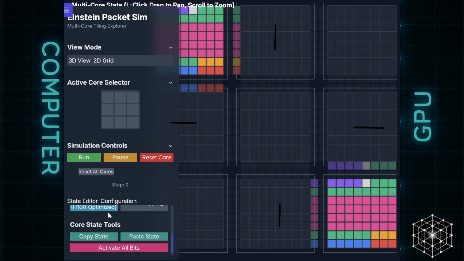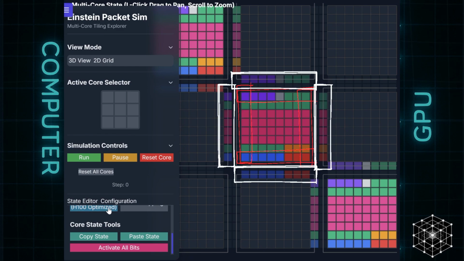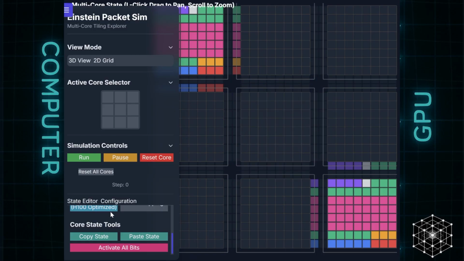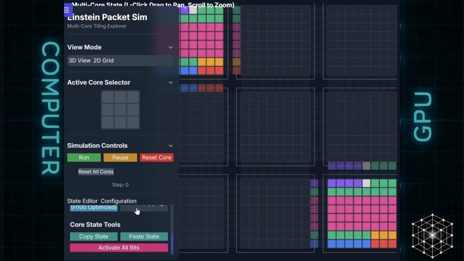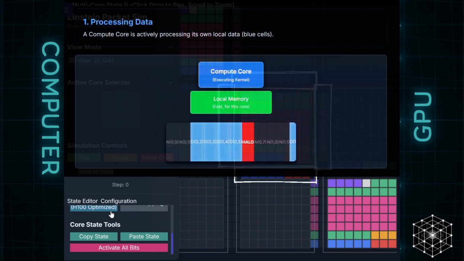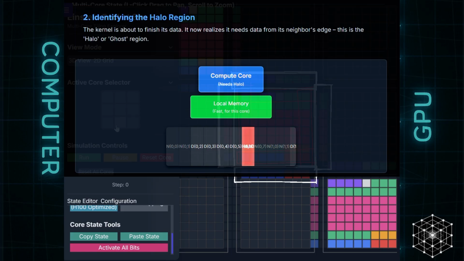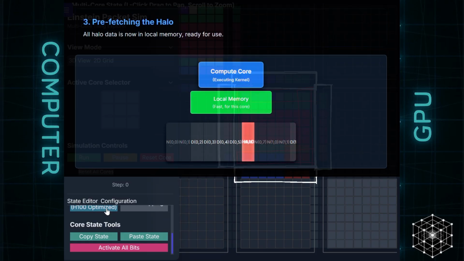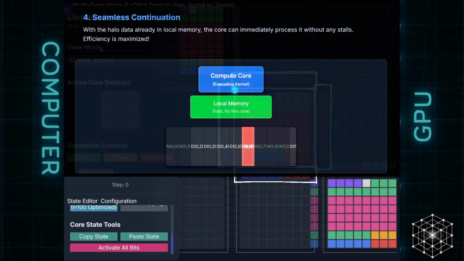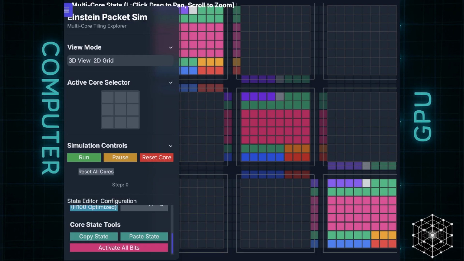This is where halo and ghost regions come in. Instead of fetching one piece of data at a time, a high-performance kernel prefetches the entire edge of its neighboring data, the halo, and copies it into its own super-fast local memory before it starts working. The data you put on the edge of your packet is the only data your neighbors will see in this high-speed exchange. This is the single most important design constraint, and it's what our simulator is built to optimize for.